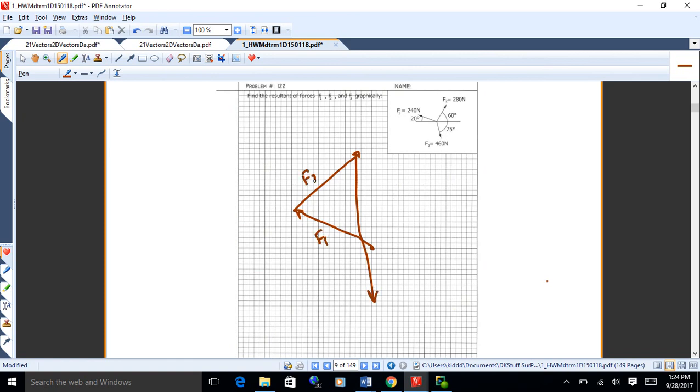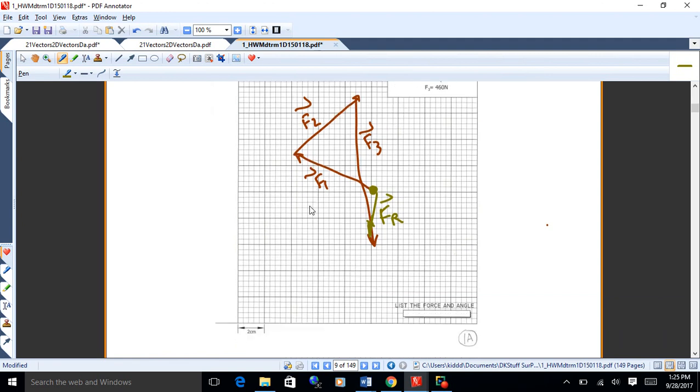Just put them together. And this isn't to scale. I'm just sketching this up. And then what you're going to do is connect the dots. You're going to start where you started and go down to where you finished. And that's the resultant vector right there. You're going to measure the length of it, and that'll be the amount of force, and you'll measure the angle of it too. And fill those in at the bottom of the graph paper. So just something like that. That's really about all there is to it.